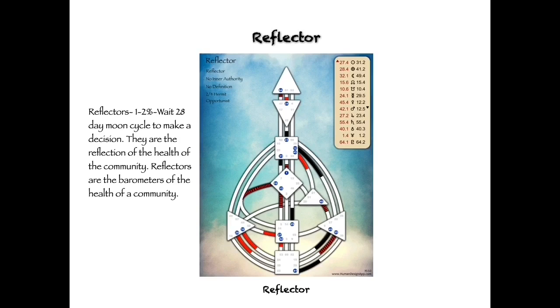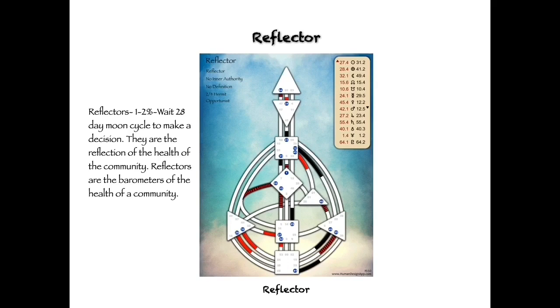Reflector types are the least common type of all the human design types, only 1 to 2%. The thing about a reflector type is you're somebody who has a very unique way of being in the world, and you would be considered somebody who's a lunar being, or somebody who has a deep connection with the moon. And I've heard a lot of reflectors say that even before they found human design, they have always sort of had this connection with the moon cycles. And so it's a very cyclical energy. It's all about the 28 to 29 day moon cycle.